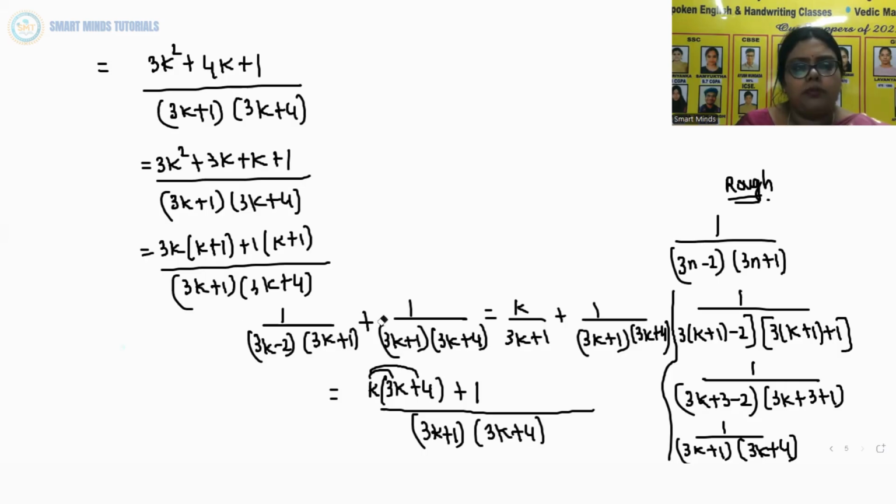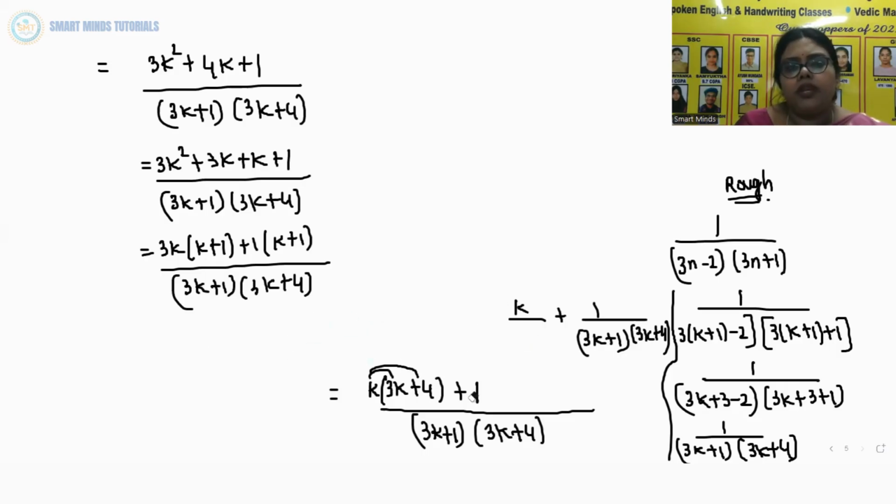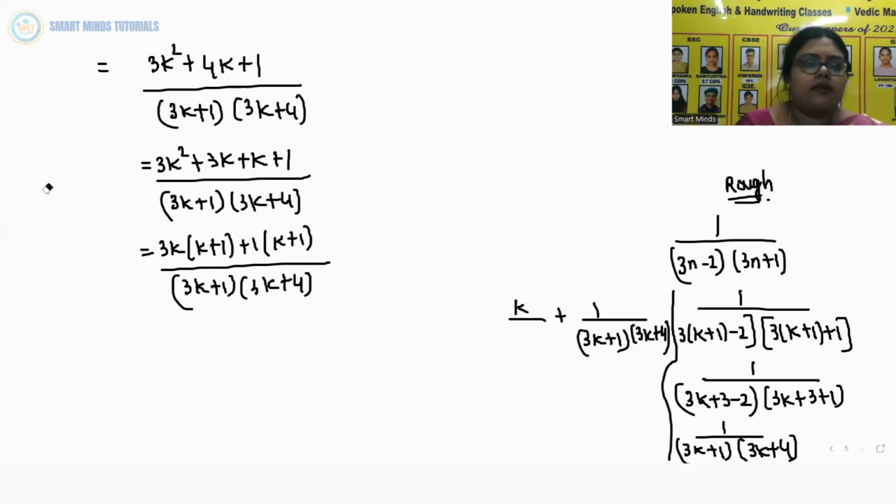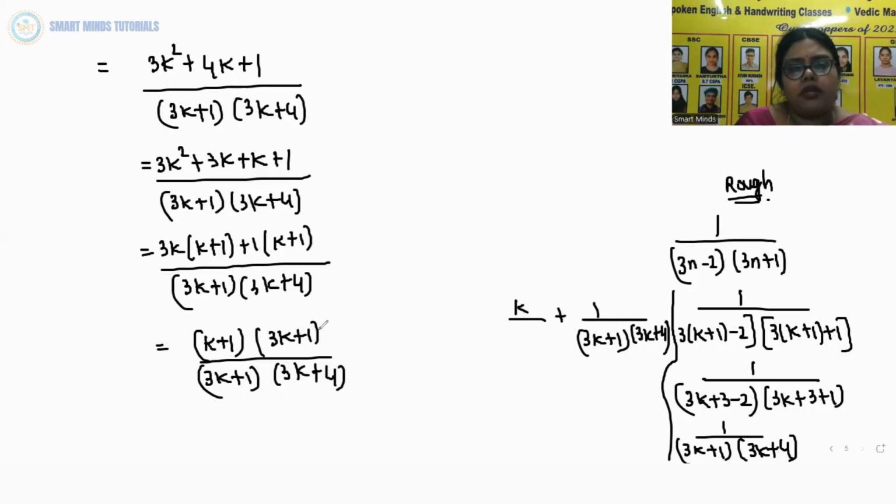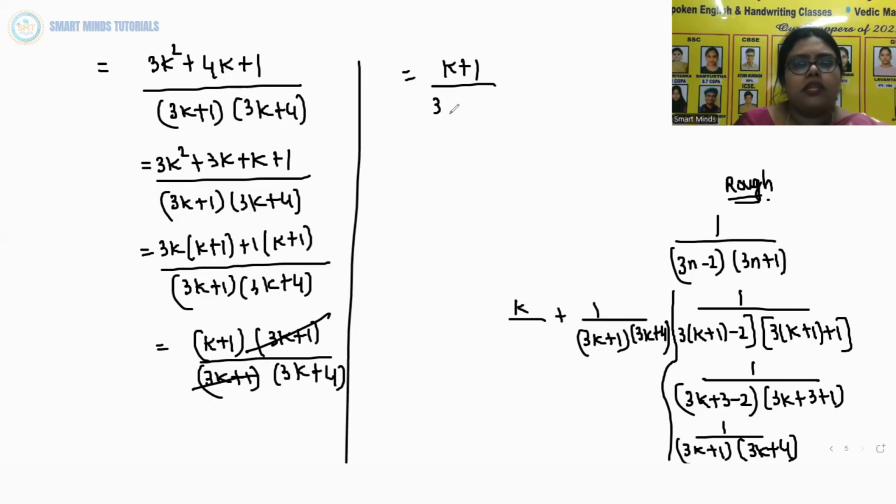Now again, both the brackets are the same in the numerator, so we need to take that common. That is, we write that in one bracket, so k plus 1 into the remaining terms in another bracket. Denominator is as it is. Now numerator and denominator, we can cancel this term. So we are left over with k plus 1 by 3k plus 4.